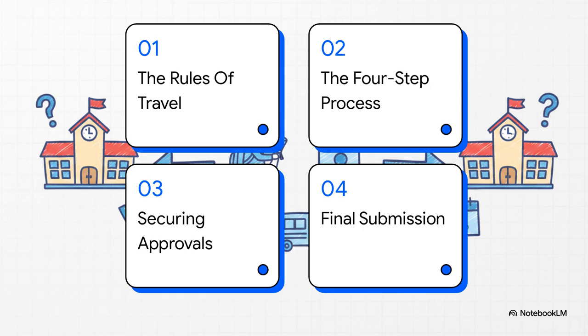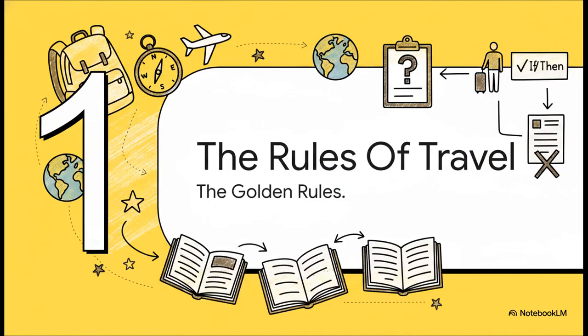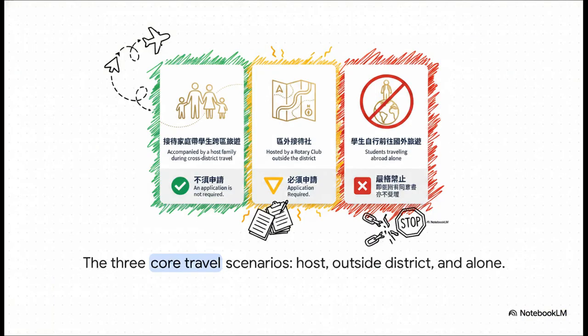Here is our agenda for today. First, the rules of travel. Second, the four-step process. Third, securing approvals. And fourth, final submission. Let's jump right into Section 1, the rules of travel, understanding the golden rules before you pack. Okay, so before you even think about filling out a form, you've got to figure out your specific scenario.